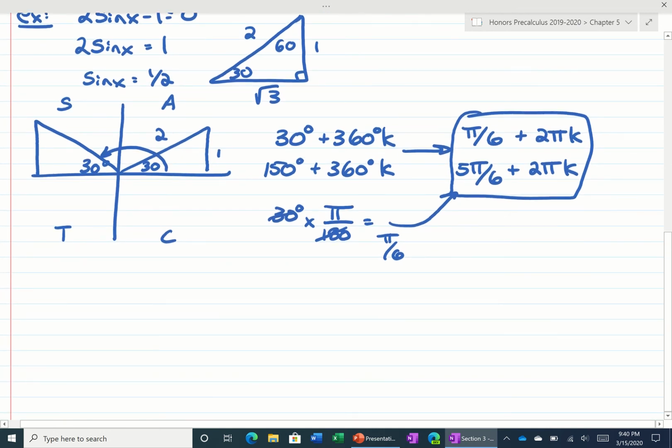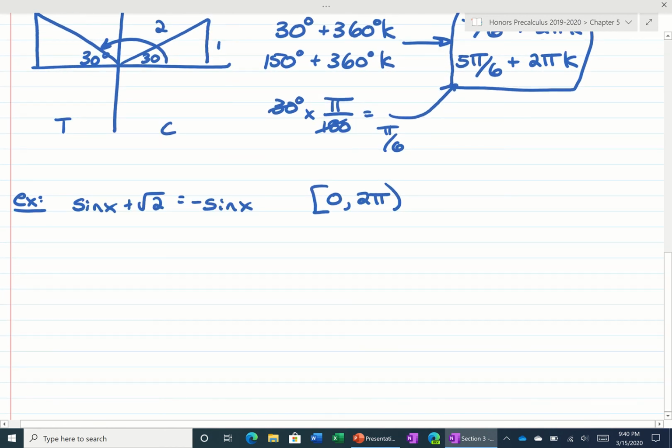The second example looks like this. And again, feel free to pause if I'm going too quickly. But I'm going to say that sine of x plus root 2 is equal to negative sine of x. And we're going to be finding answers between the interval 0 to 2 pi.